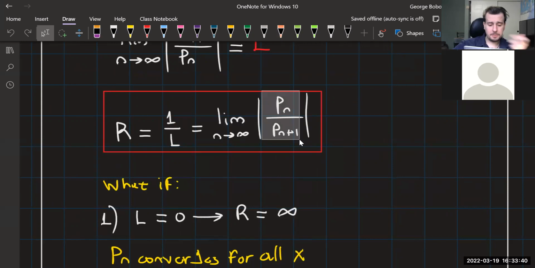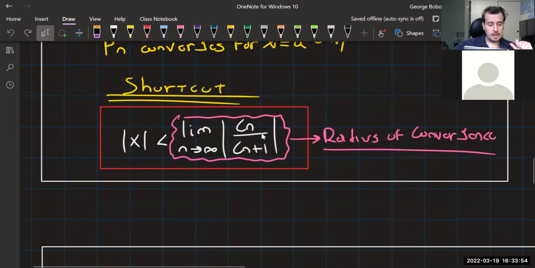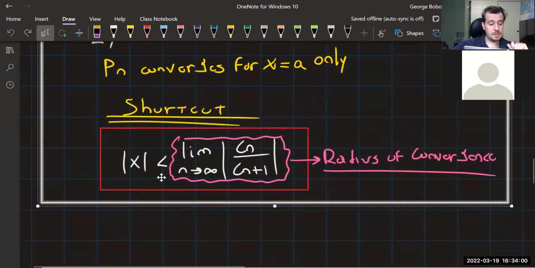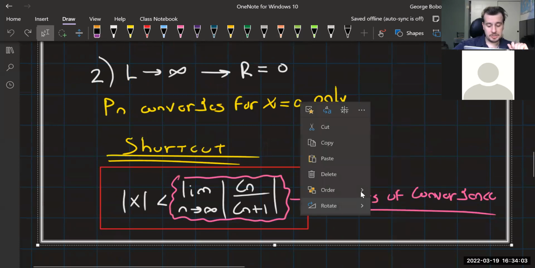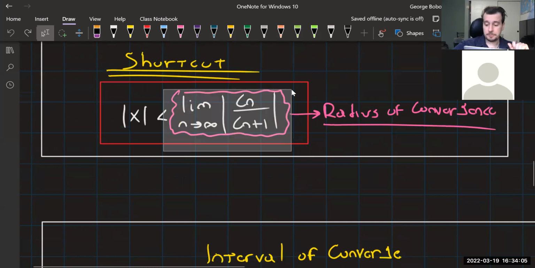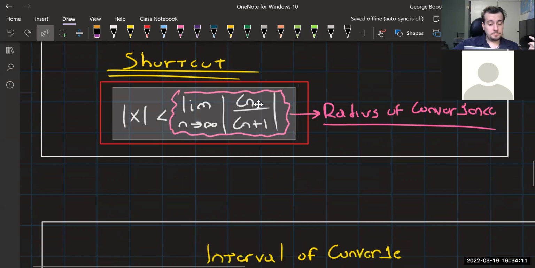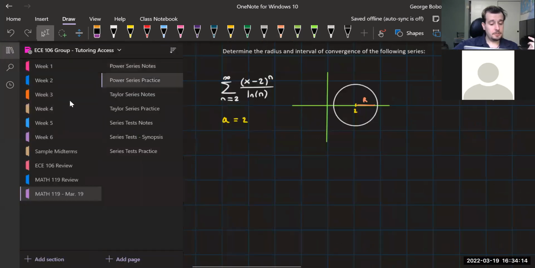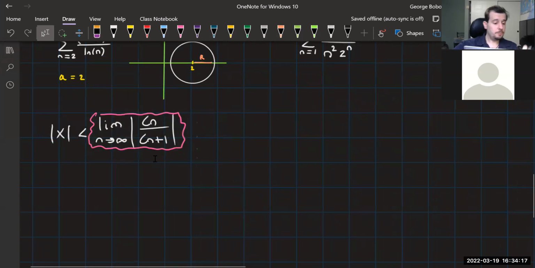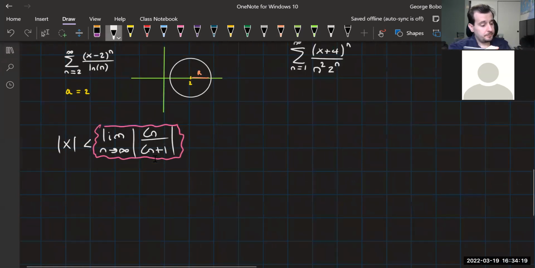So instead of doing Pn over Pn plus 1, I said, just go for L immediately and just do this over this. You know what I mean? Just go for it immediately so you don't get confused. And that's exactly what you'll see me do here. I do the Cn over Cn plus 1. That's it. And I say that the pink here that you see is my radius of convergence. X must be less than that. So let me steal it, because that's literally what we're going to do here to find that radius of convergence. So that's what I want to do. All right, let's do it.